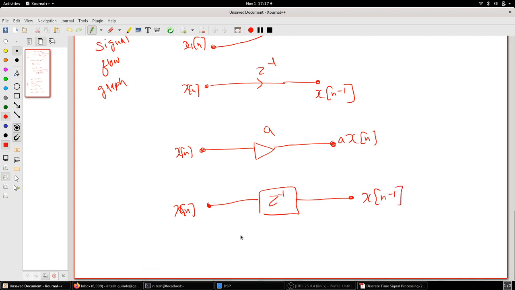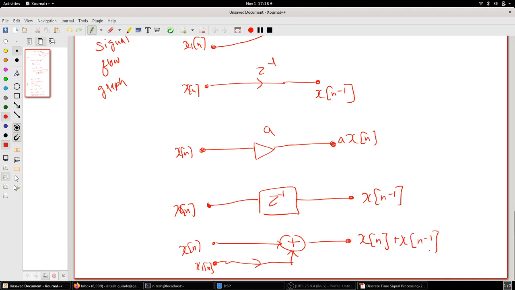And if I want to add two signals, then this will be x of n, there will be an adder, and this guy coming in is x1 of n. I add these here, so the output here is x of n plus x1 of n. So this is a block diagram representation.